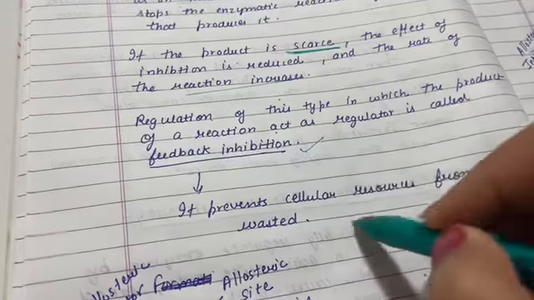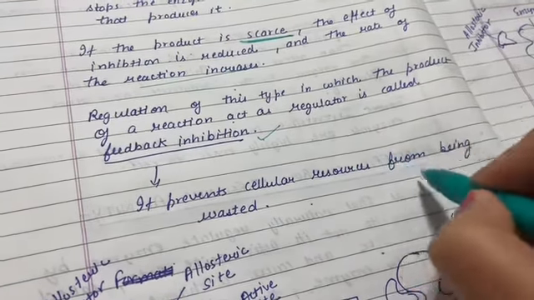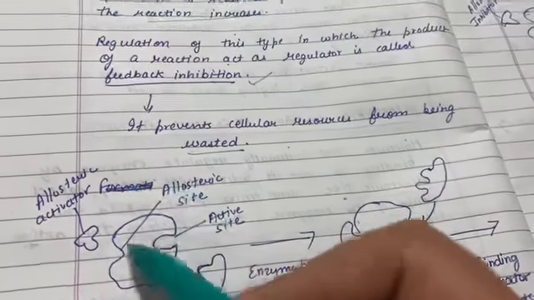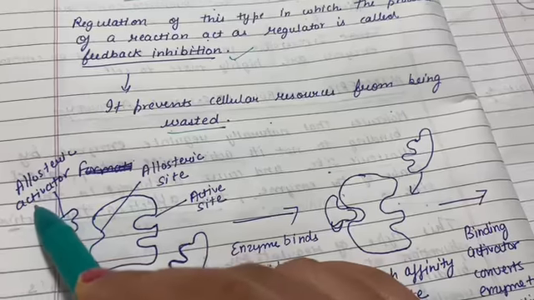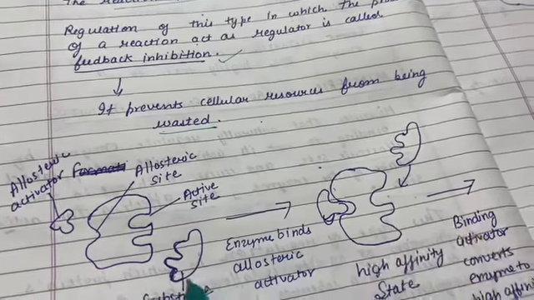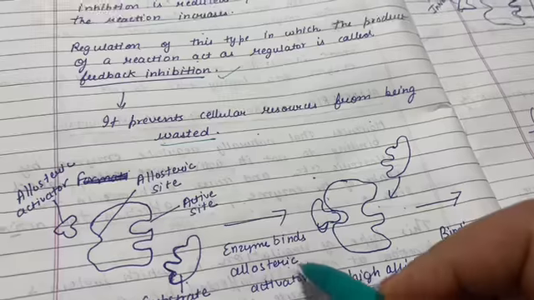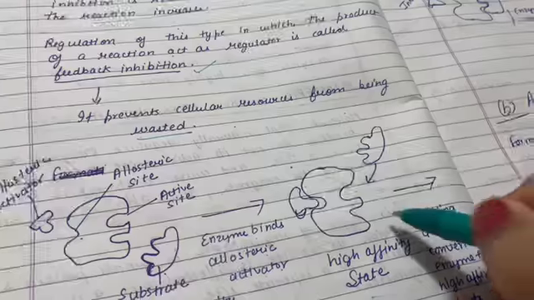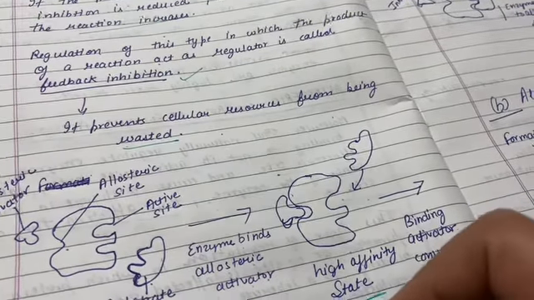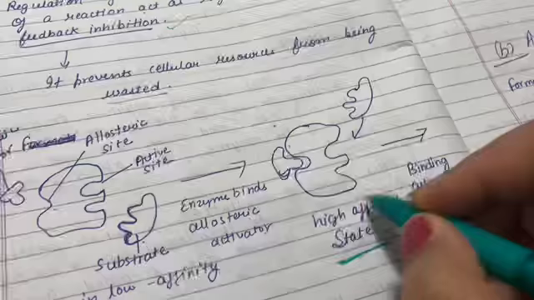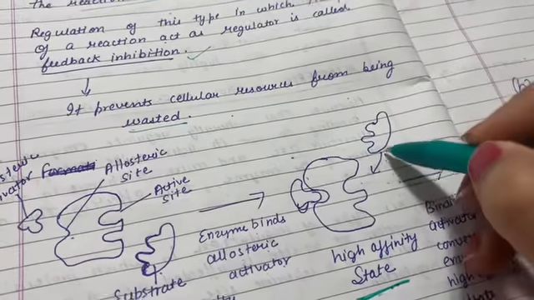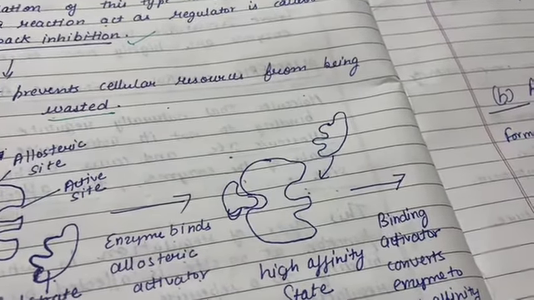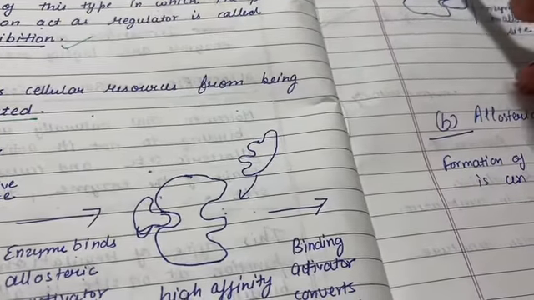Feedback inhibition is important because it prevents cellular resources from being wasted. Here is an example. This is the enzyme, this is the allosteric site and this is an allosteric activator. This is the active site and this is the substrate. When the activator binds to the allosteric site, the enzyme will be in a high affinity state, and the substrate can bind easily. This is called allosteric activation.